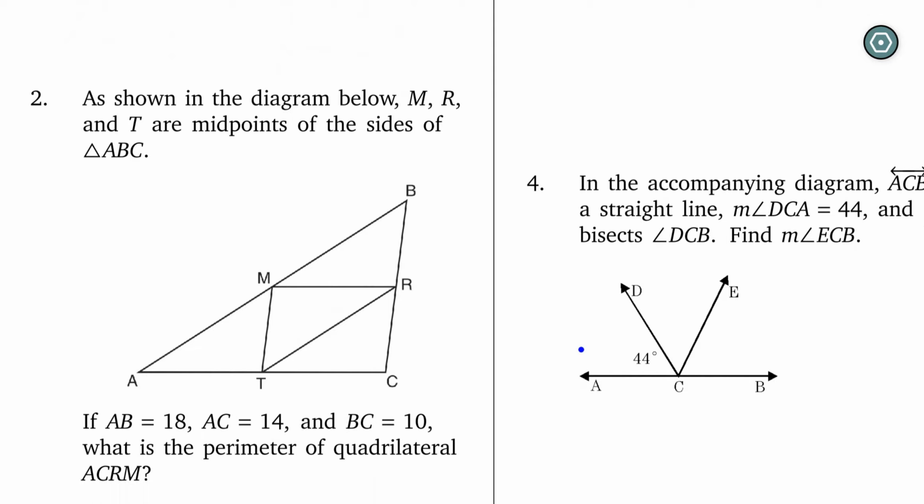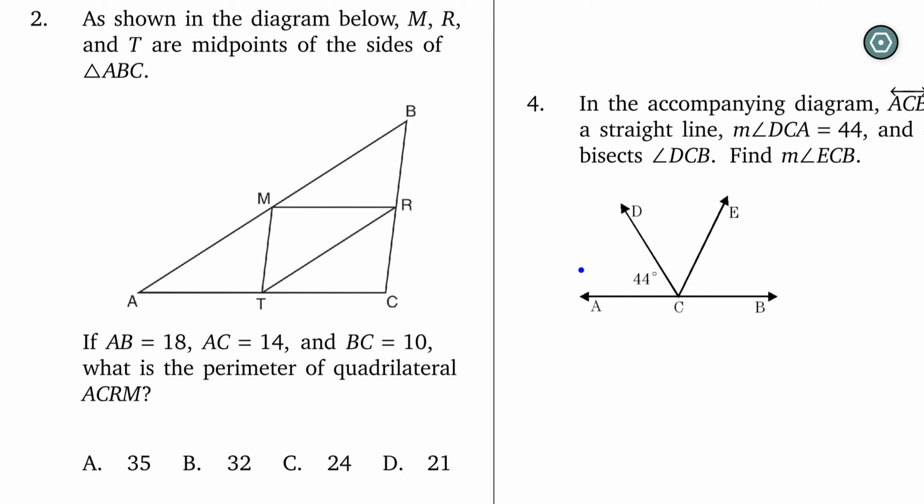Let's look at 2. So 2 gives us a mid-segment question. I know that because it says midpoints. So all these are going to be split into pieces, and I know some of these pieces are going to be congruent in other places. It says that AB is 18, that means this is 9 and 9. AC is 14, so that's 7 and 7. And BC is 10, so that's 5 and 5.